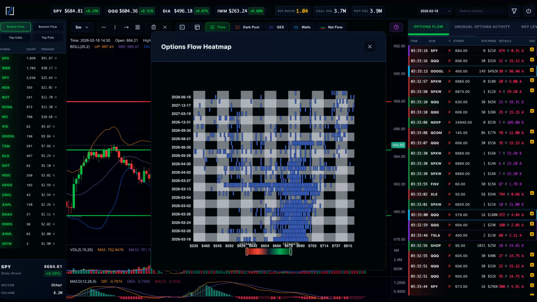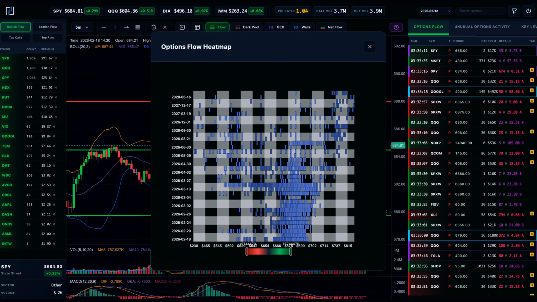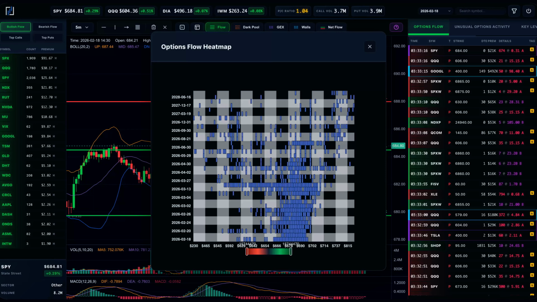The flow heat map shows call and put net flow by strike and expiration. We can use this to think about possible trade setups. This is for educational purposes only.